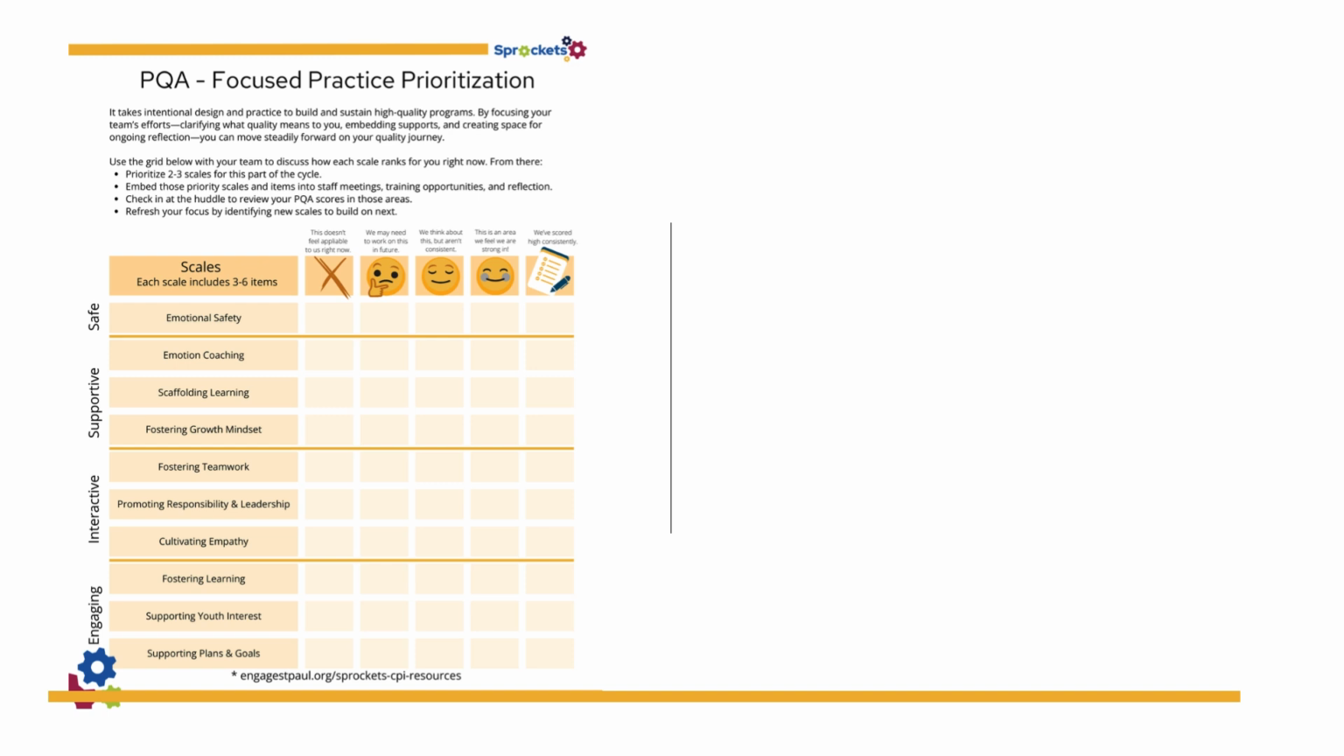Now let's take a quick look at how this sheet works. On the left side, you'll see the 4 domains: safe, supportive, interactive, and engaging. The left column lists the 10 scales, each made up of 3 to 6 items. Altogether, that's more than 40 practices measured. This sheet is designed to meet you where you're at. Even if you're not deeply familiar with the PQA, it's a simple, doable first step into collecting quality data this cycle.